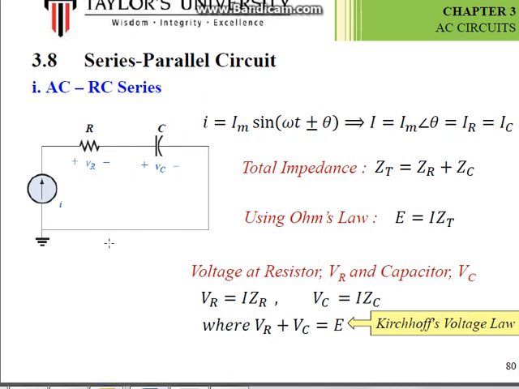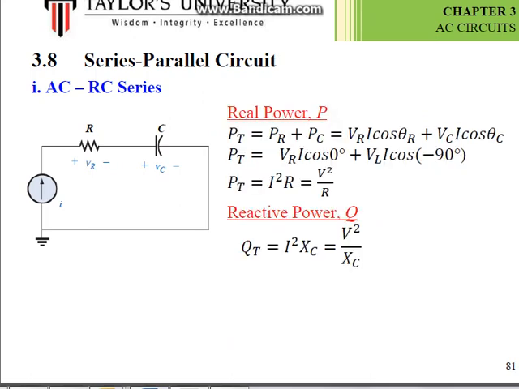If it's RC, the same, instead of ZR plus ZL, I just replace it with ZC. Ohm's law, how I get it, is still the same way. Real power, again the same, nothing changes, but you see reactive power now becomes I squared XC. Remember my XC is negative j 1 over omega C, and 1 over omega C is also 1 over 2 pi f C. Very important for us to know the formula.